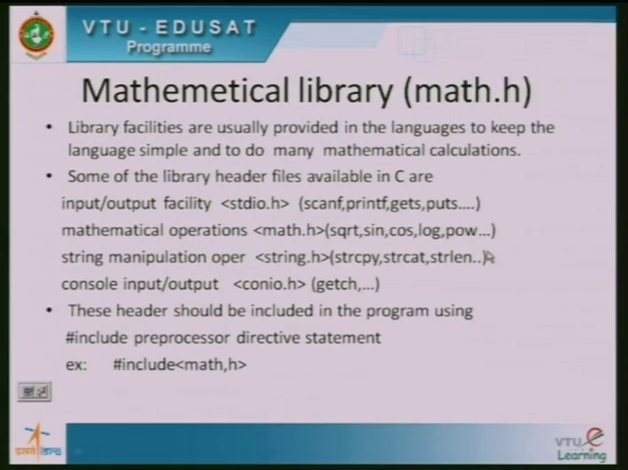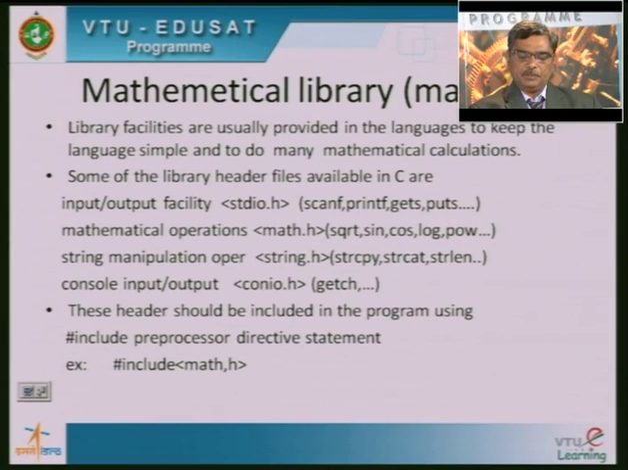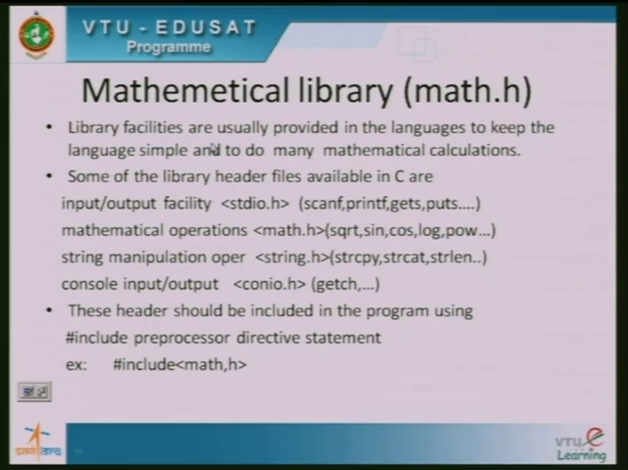For all these things, you require header files. If you want to do mathematical calculations, such as sin theta, square root function, cos value, logarithmic value, power function, you require a library called math.h, the mathematical header file. A library facility is usually provided in the language to keep the language simple and make your calculation as simple as possible. Along with your stdio.h and conio.h, you include one more header file, math.h. You can use all the mathematical functions with this.